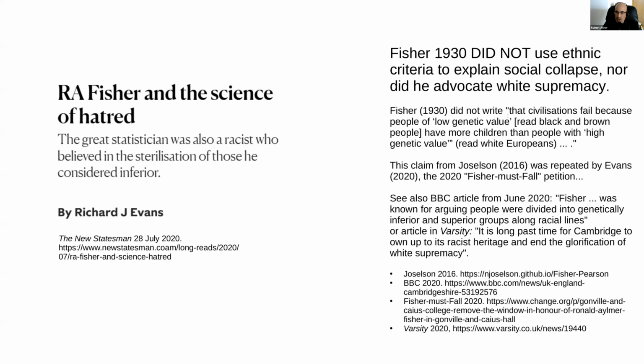And that blog claimed that Fisher in the genetical theory wrote, and I quote, that civilizations fail because people of low genetic value, read black and brown people, have more children, right? And that bit between the square brackets is not part of the original. It was in the quote that was repeated verbatim by Evans, among others. So, for example, this showed up in the BBC, who wrote Fisher was known for arguing people were divided into genetically inferior and superior groups along racial lines.